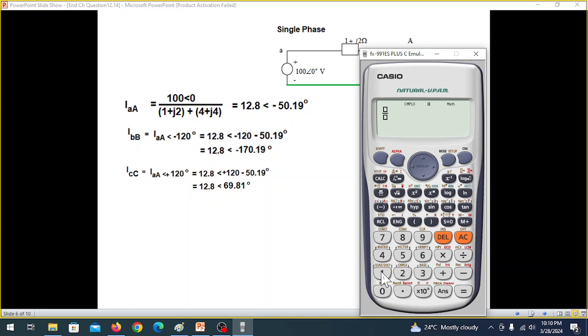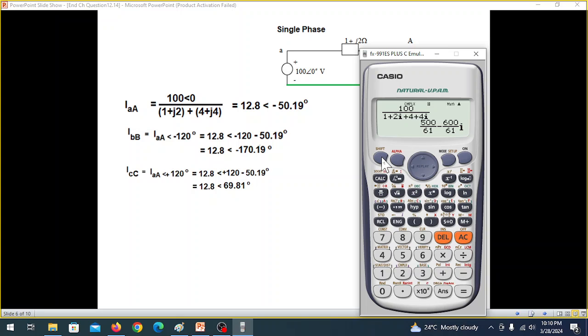100 angle 0. Don't need to write angle 0. It is 100. And then in the denominator, we can write 1 plus 2j, that was 2i, plus 4, and plus 4i. Go ahead, equal sign. Now this is in rectangular form.